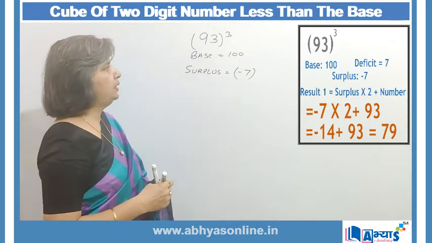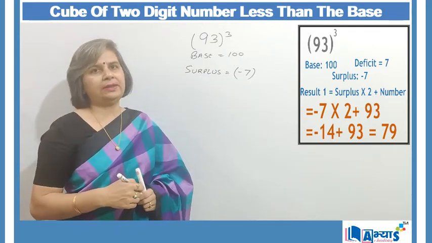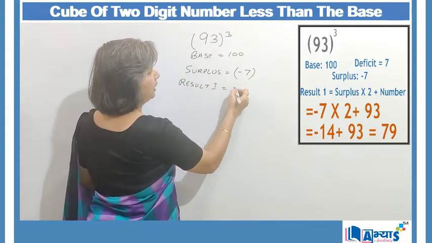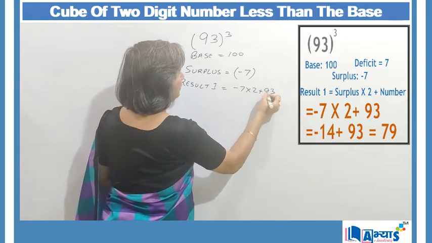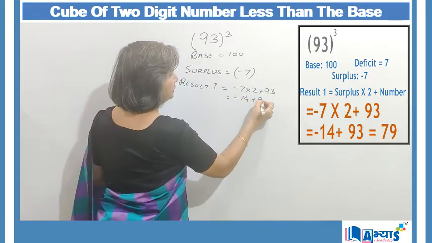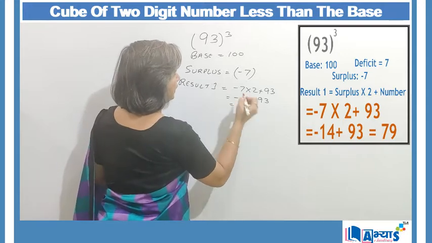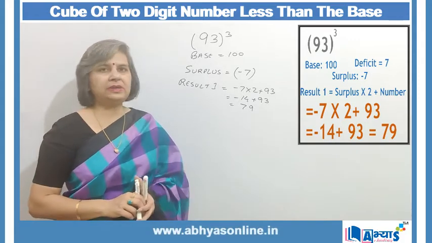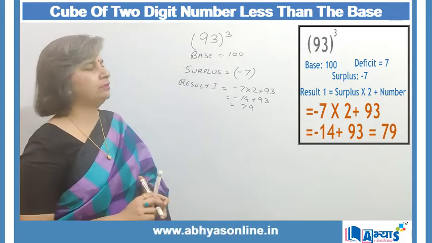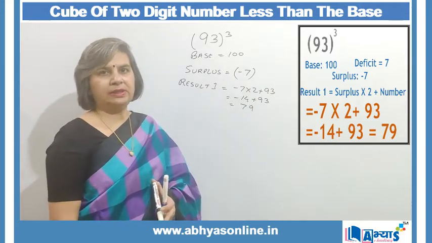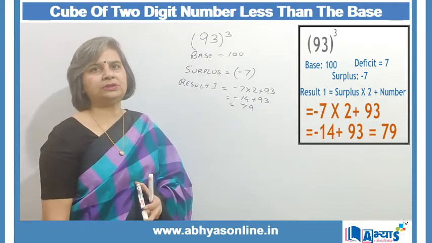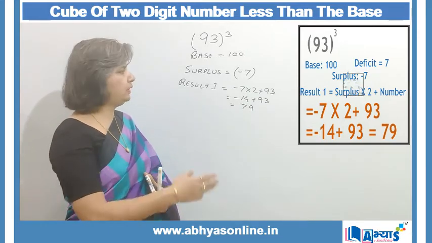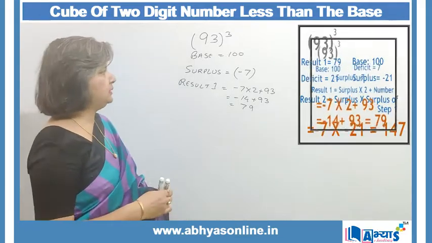That means whenever we add minus 7 to 100, we will get 93. So in step 1, I will multiply the surplus by 2 and add it to the number. So result 1 will be minus 7 into 2 plus 93, or minus 14 plus 93, which is equal to 79. So in step 1, first I found the surplus, then I doubled the surplus and added it to the number. Minus 7 into 2 is minus 14, and it has been added to 93 because we are supposed to find the cube of 93. So minus 14 plus 93 gives 79. This is step 1.